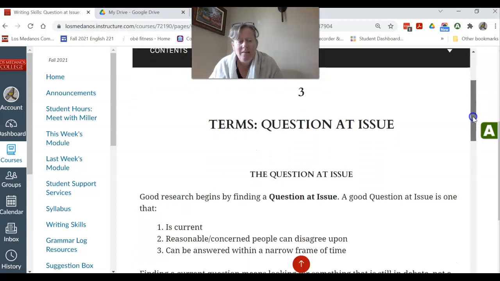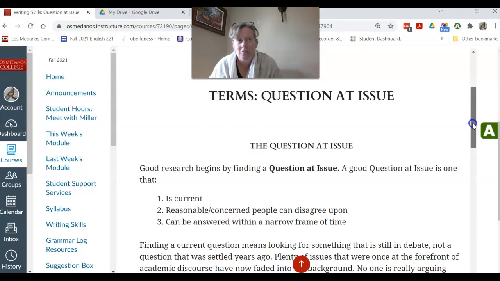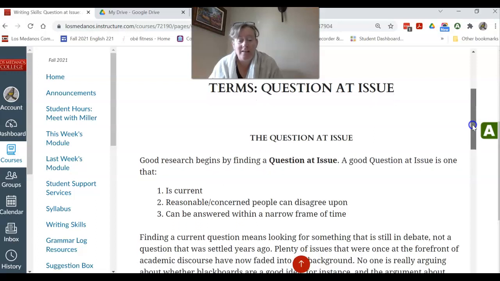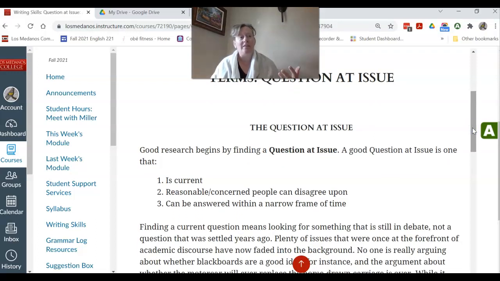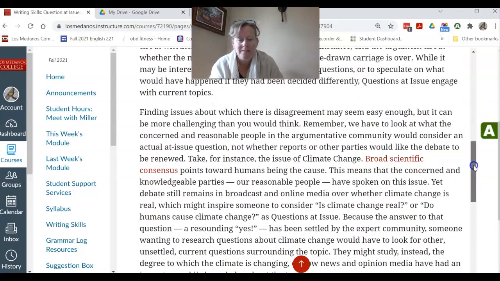So this textbook page breaks down this idea of a question at issue. You may have known this in previous courses as your essential question, your driving question, or your research question sometimes. But for the argument, it's called a question at issue. Basically what you're trying to do is ask specific questions that your claim will attempt to answer. The question drives how you approach your essay.